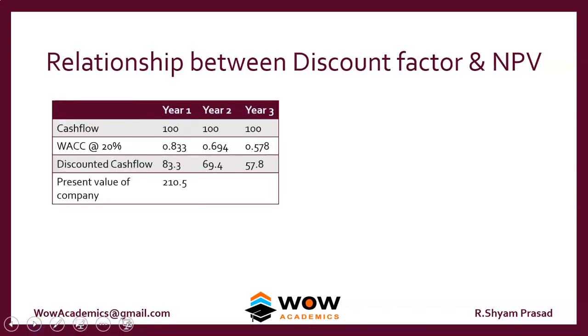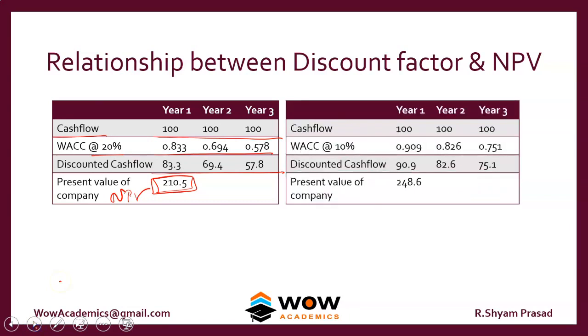So we'll have a problem to look at it. It's the same problem. You have a cash flow of 100, 100, 100. The weighted average cost of capital or the discount factor is 20. You got these discounting numbers. You have discounted the cash flow. You got your present value of the company, or we can say this also as NPV. Now what we'll do is reduce the WACC from 20 to 10.